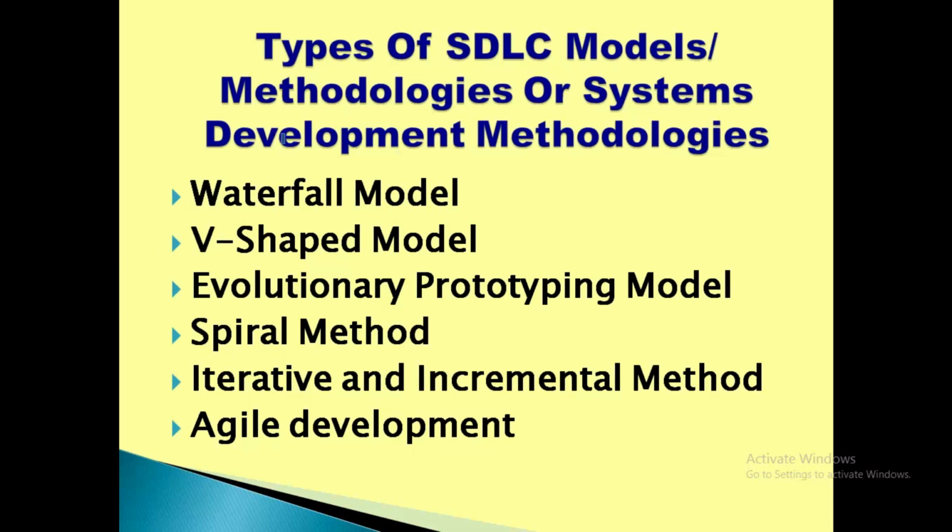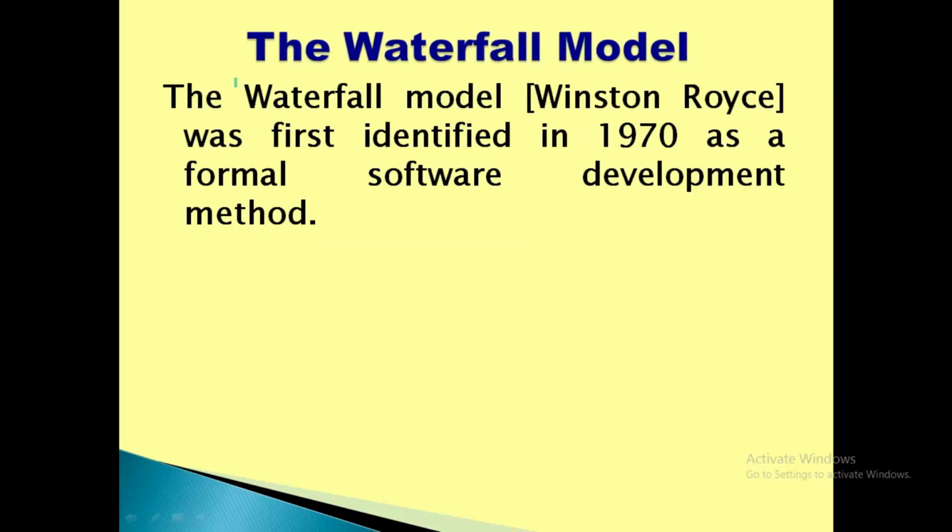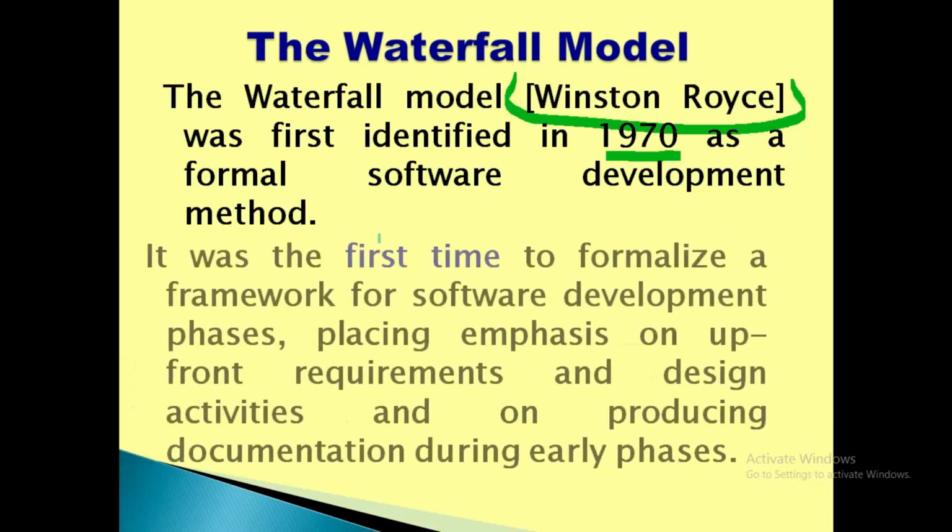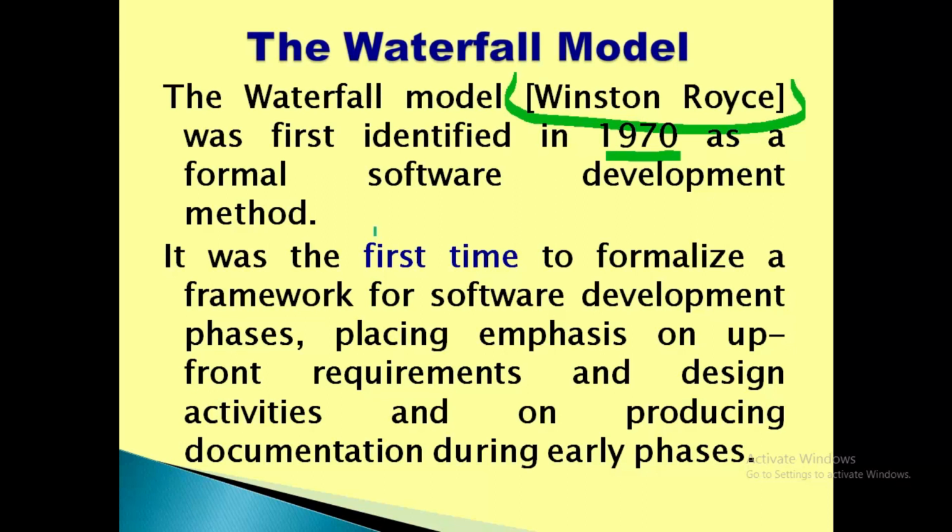As we had seen, there are several types of SDLC models or system development methodologies. Today, we'll be covering this particular waterfall model. The waterfall model was given by Winston Royce in 1970 and it is a formal software development method. It was the first time to formalize the framework for software development phases, placing emphasis on upfront requirements and design activities and on producing documentation during the early phases. Now, what is the beauty of this particular waterfall model? Why was this waterfall model introduced? It was the first time a formal framework for software development was introduced.